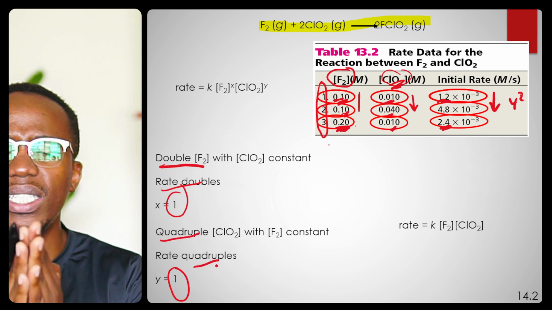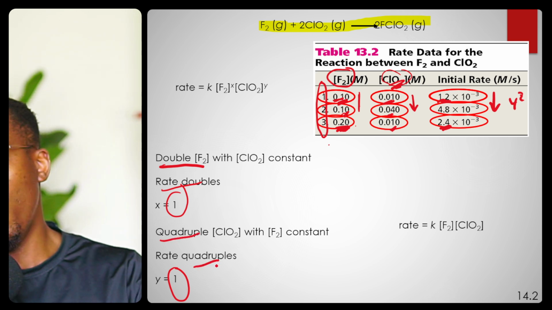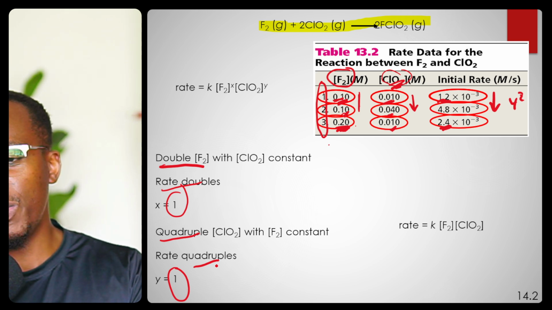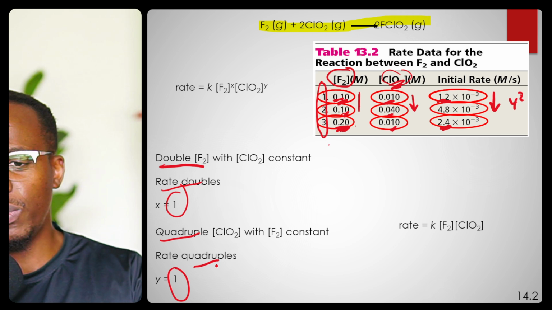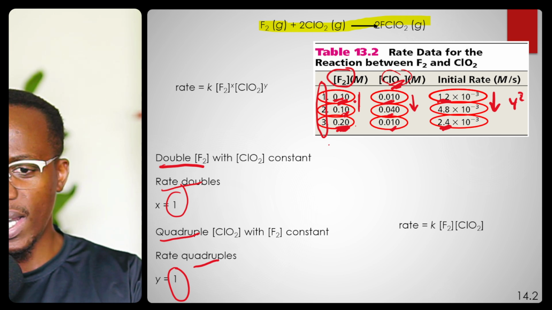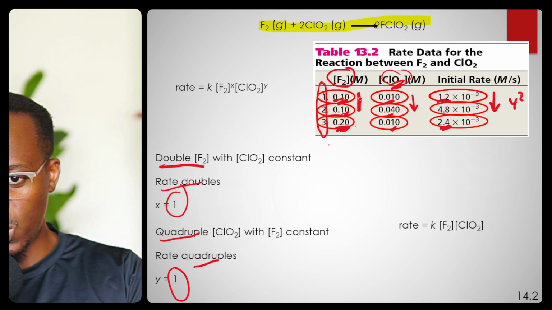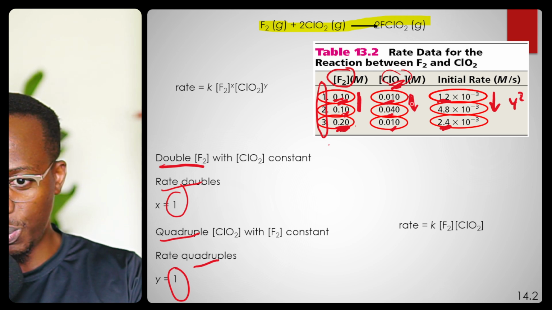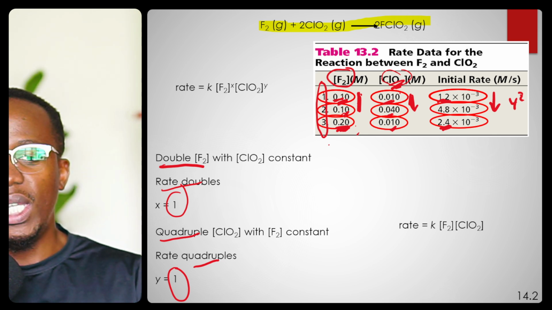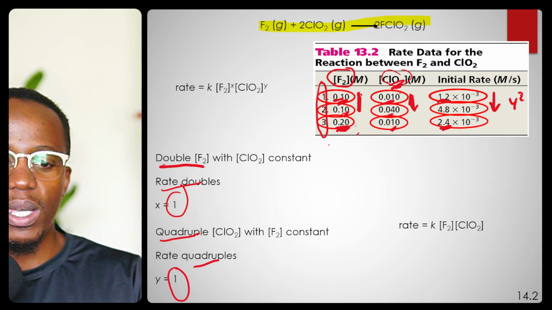So this is how we design our experiment, guys. And I want you to realize something, right? These experiments have to be separate. You cannot double both of them. If you double both of them, you will not be able to figure it out. So one has to stay the same. That's why this one is the same when we quadruple this, and if we double this one, the other stays the same. So this is the initial rates method.